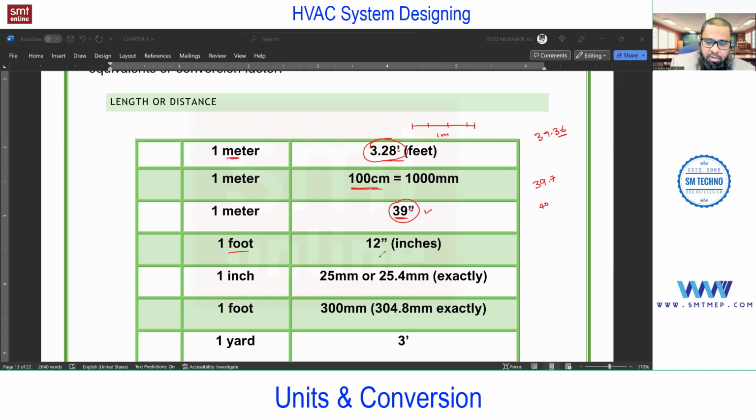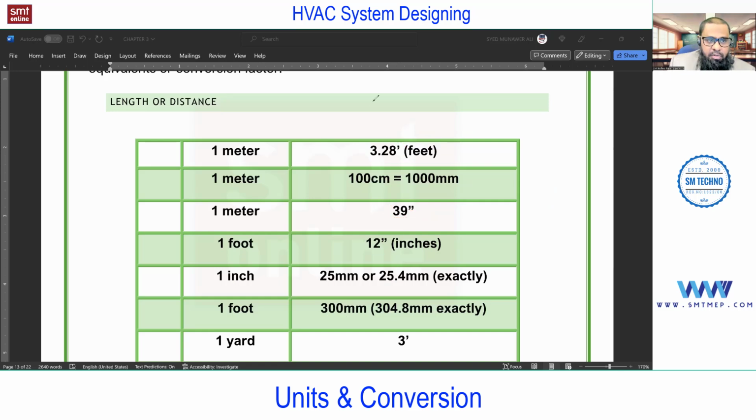Next, similarly 1 foot in terms of inches is 12 inches. 1 inch is exactly 25.4 mm, with 1 digit accuracy, but we are rounding off to 25. Similarly, 1 foot in terms of mm is exactly 304.8, but again we round off to 300 because 25 into 12 is 300. And 1 yard in terms of feet is 3 feet.